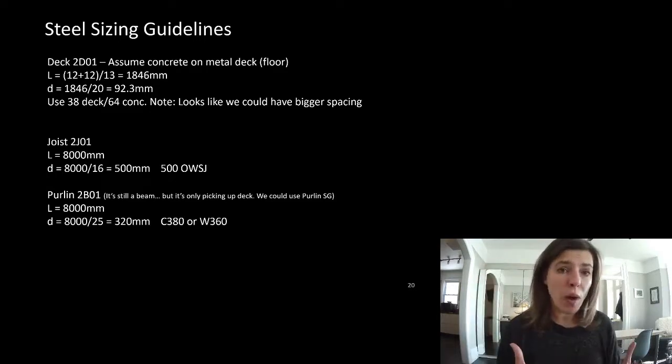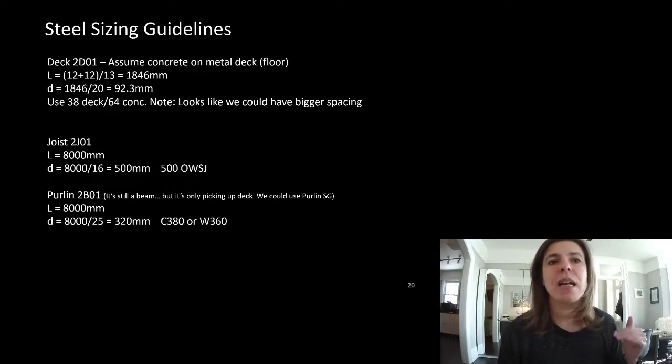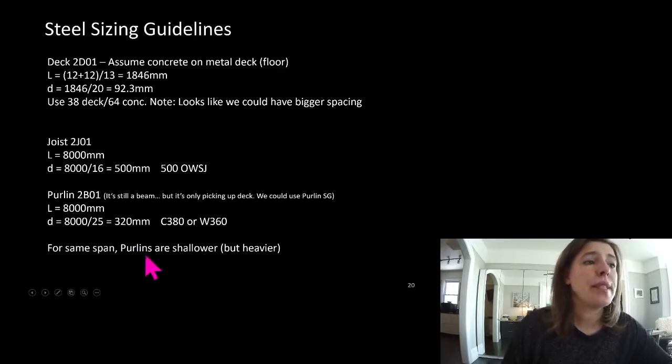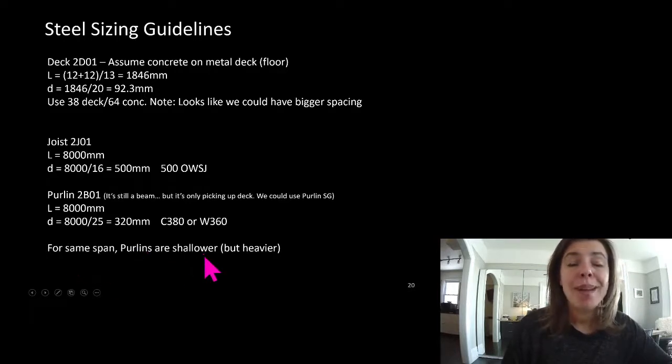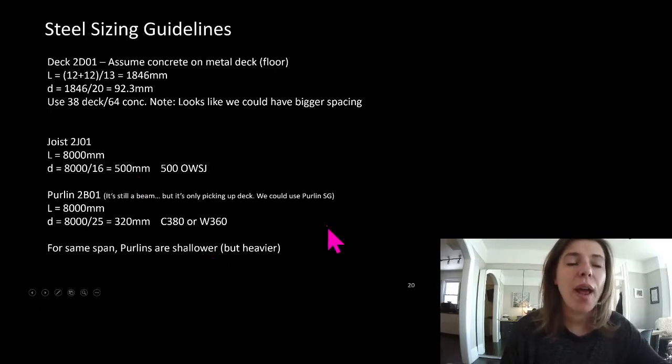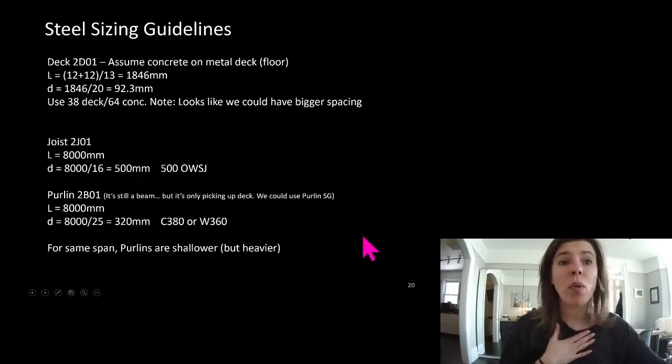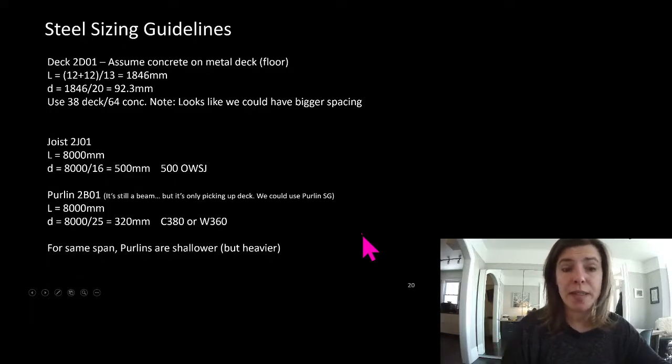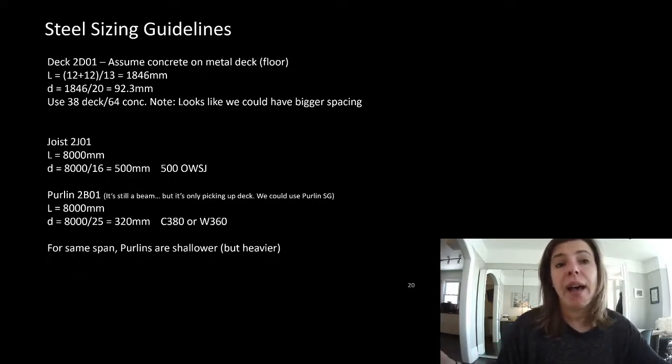So we don't know what the drive was on this, but whoever drew it knows that open web steel joists are a little bit bigger than purlins, and they probably put that into thought when they drew it out. And so they switched to purlins because they needed a shallower depth there. So for the same span, the purlins are shallower, but they're heavier. They're probably more expensive than the open web steel joists. So there had to be a good reason to do that. We don't know what it was. Nobody told us what that is, but we know that someone somewhere had a good reason for that.